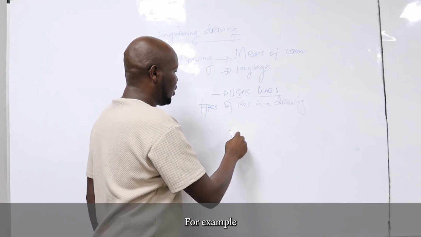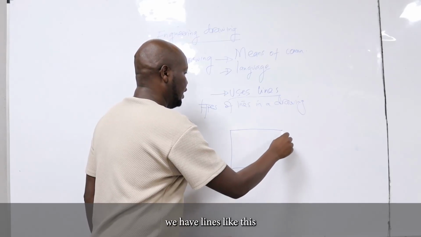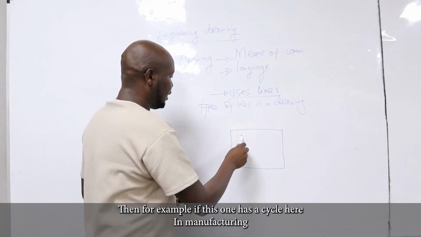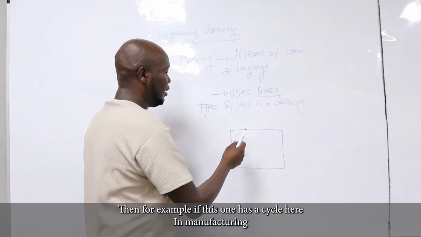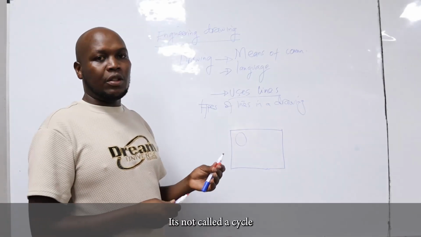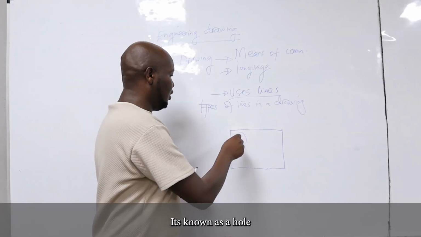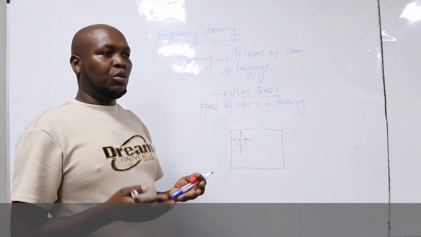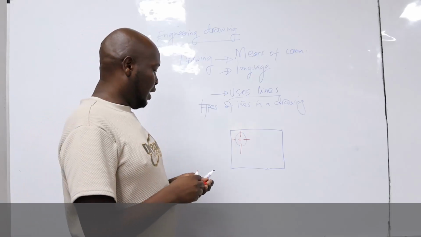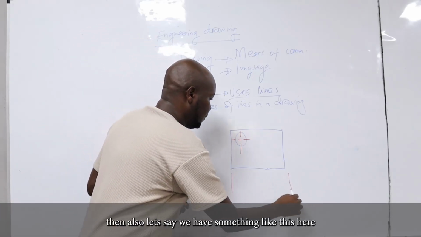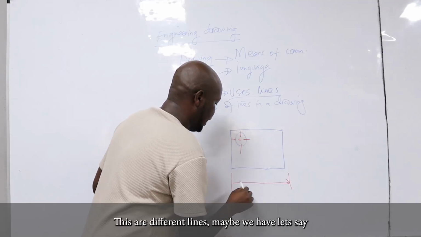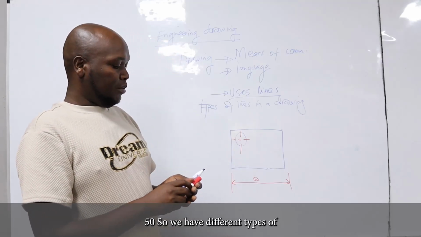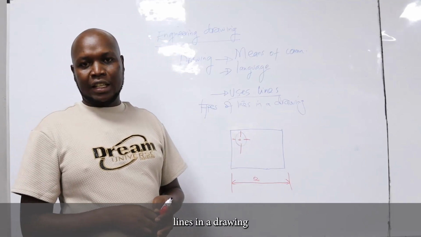In a drawing, for example, we have a line like this. I'm using a very simple drawing. If this one has a circle here, in manufacturing that circle is not called a circle, it's known as a hole. I am going to explain the meaning of those lines shortly. And then also, let's say we have something like this here. These are also lines, different lines. Let's say here, this is 50. So we have different types of lines in a drawing.